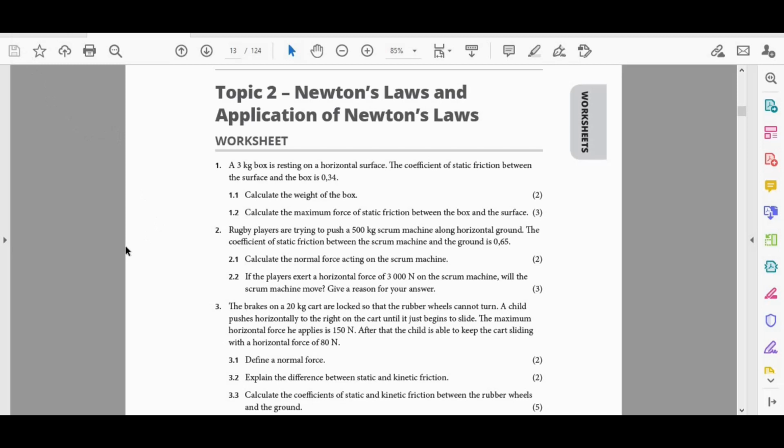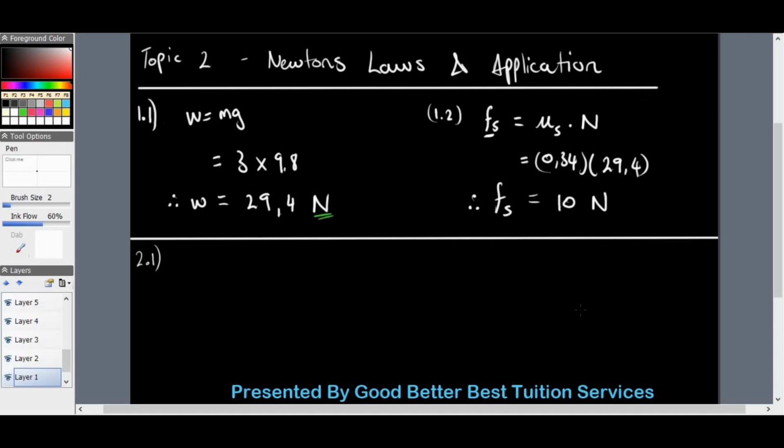Now that 5 minutes has passed, let's have a look again. For 2.1, they're asking us to calculate the normal force, which we know is opposite to the gravitational force, so essentially we are calculating the same thing. If W is equal to mg, then that means the mass, which is 500, times gravity, which is 9.8. Does anybody have an answer here? 4,900 newtons.